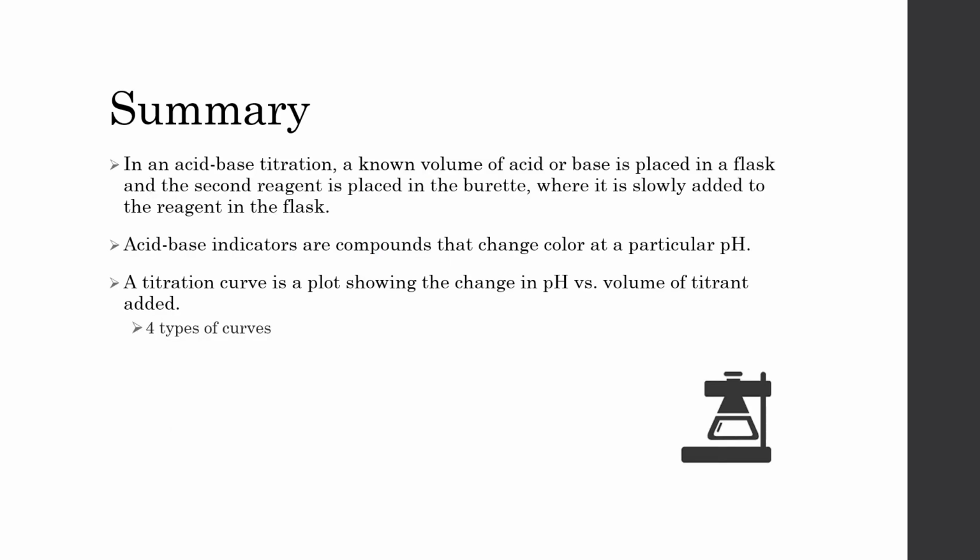In summary, in an acid-base titration, a known volume of acid or base is placed in a flask, and the second reagent is placed in the burette, where it is slowly added to the reagent in the flask. Acid-base indicators are compounds that change color at a particular pH. This helps indicate the equivalence point. A titration curve is the plot showing the change in pH versus volume of titrant added.